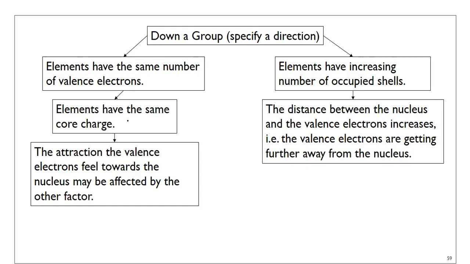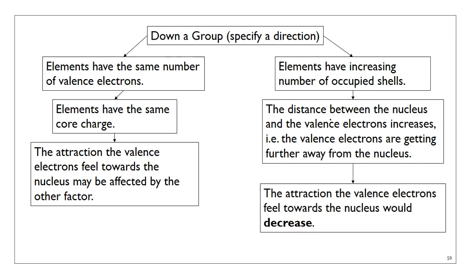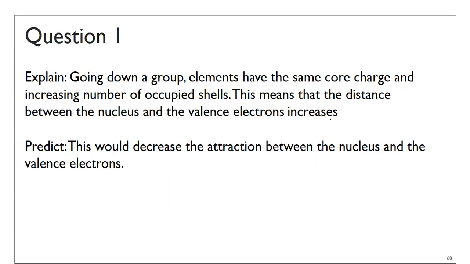Another thing to keep in mind is that you can only make a comparison based on the number of occupied shells if you already know that the core charge is constant. Otherwise, it's a little bit hard to make a comparison. So if you have an increasing number of occupied shells, the distance between the nucleus and the valence electrons would increase, which means that the attraction that the valence electrons feel towards the nucleus would decrease as a result of that. So we look at the full answer.